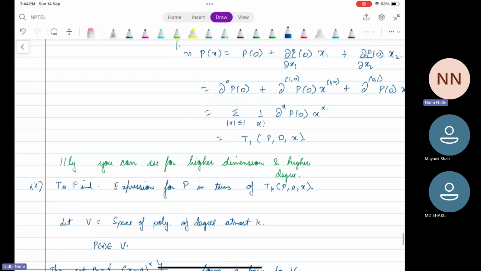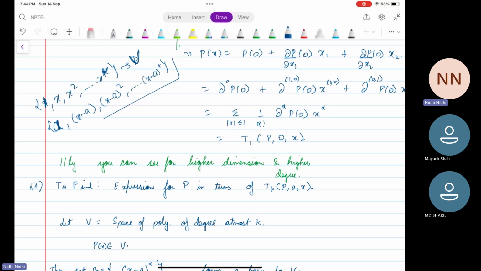Basically, all we had done is start earlier. We know that if we look at polynomials in one variable, then 1, x, x squared, up to x to the power n forms a basis of the vector space V of all polynomials of degree up to k. Similarly, 1, x minus a, x minus a squared, and so on up to x minus a to the power k will also form a basis for V.